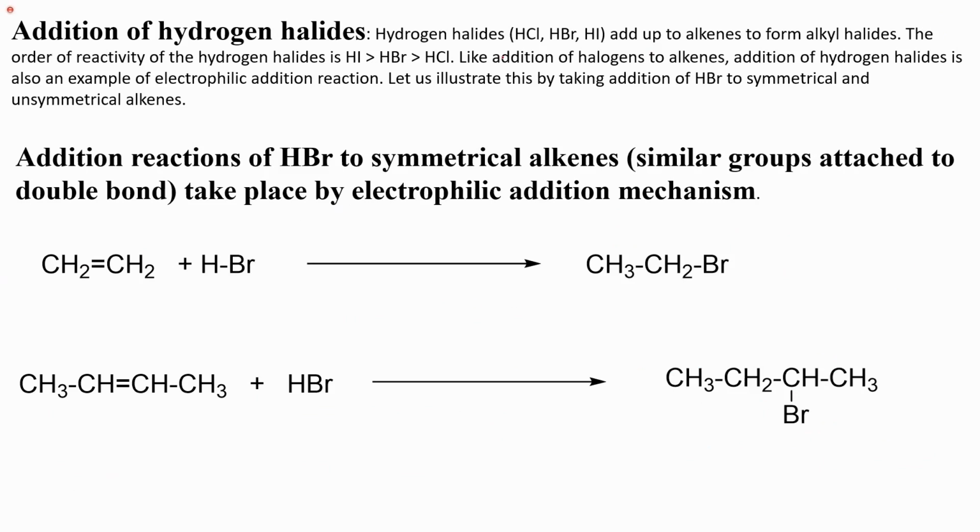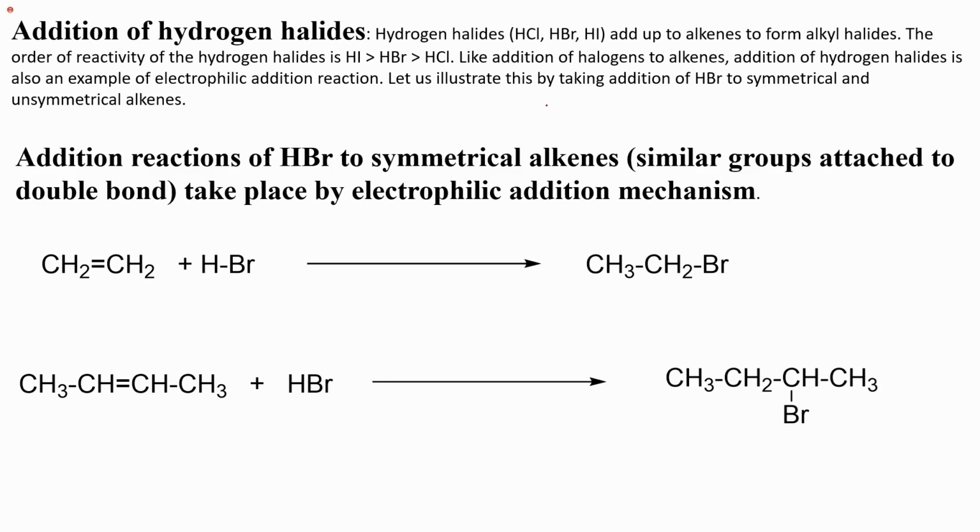Hydrogen halide addition: hydrogen halide adds to the alkene to form the alkyl halide. We have seen how from the alkyl halide we generate an alkene molecule. Now the reverse way, we can think about how the alkene forms the alkyl halide. The order of reactivity is that HI is faster compared to HCl. Like the addition of halogen to an alkene molecule, addition of hydrogen halide is also an example of electrophilic addition reaction. Let us illustrate this first.